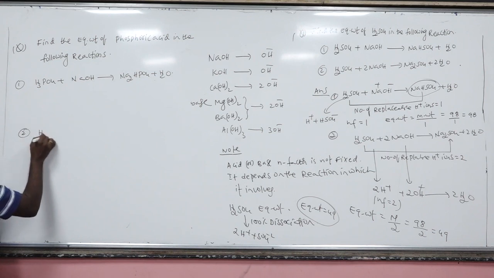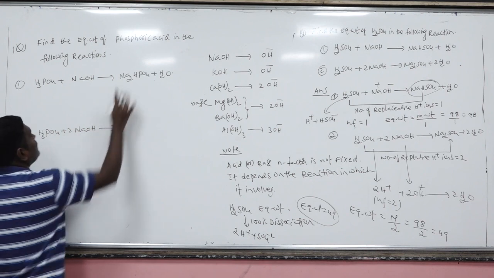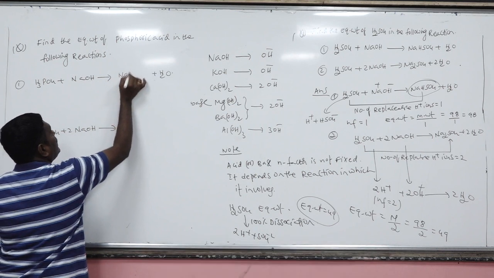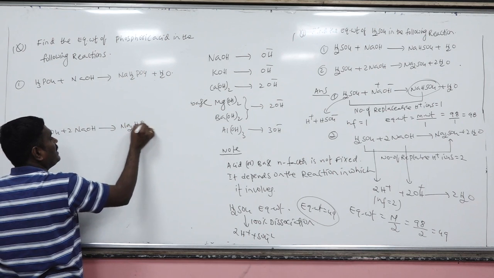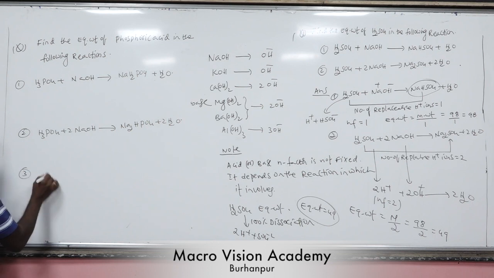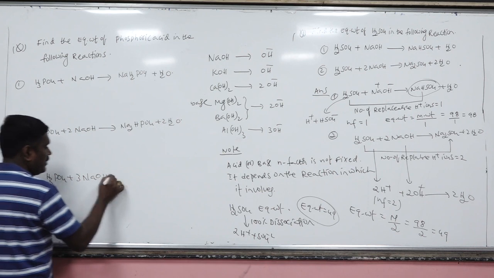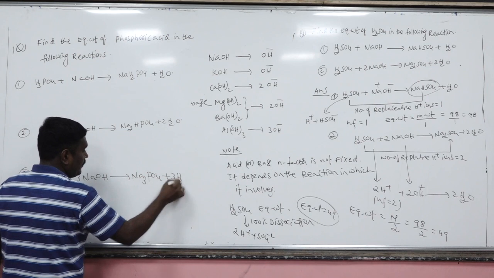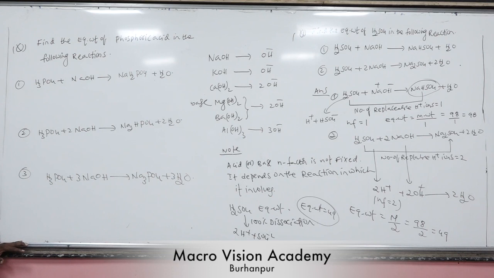Second question, phosphoric acid combined with 2NaOH to give, this will be sodium dihydrogen phosphate, this will be disodium hydrogen phosphate. Phosphoric acid combined with 3NaOH to give sodium phosphate. According to the reaction, we have to calculate the equivalent weight.